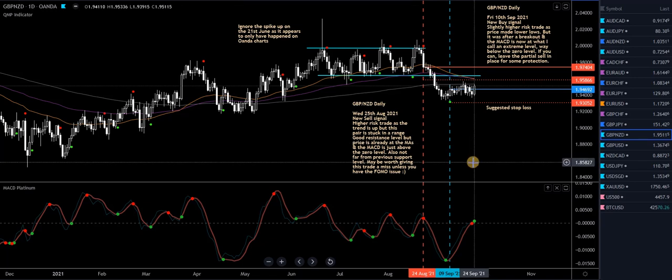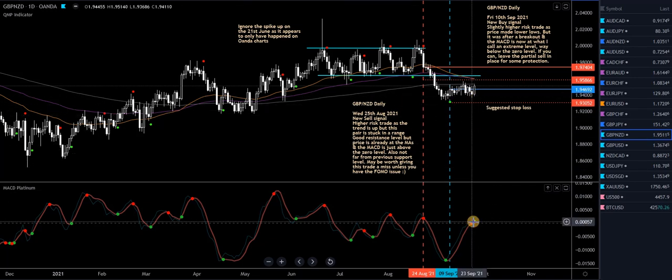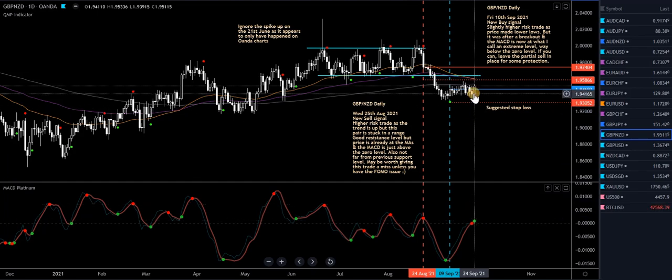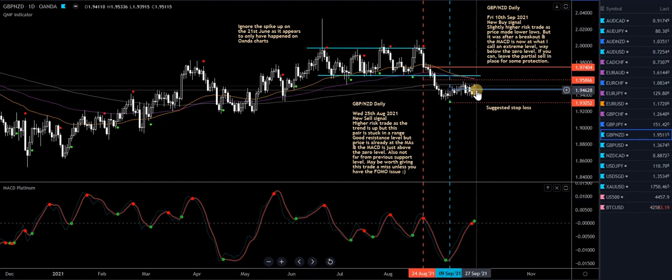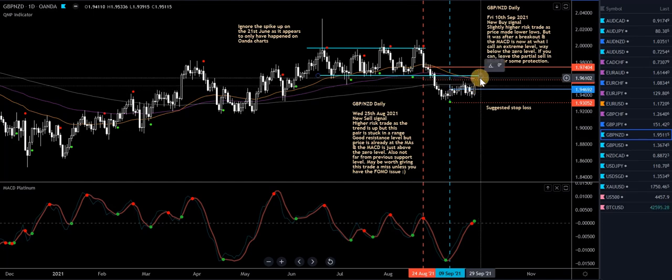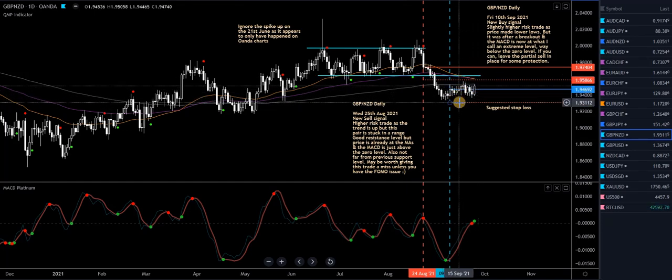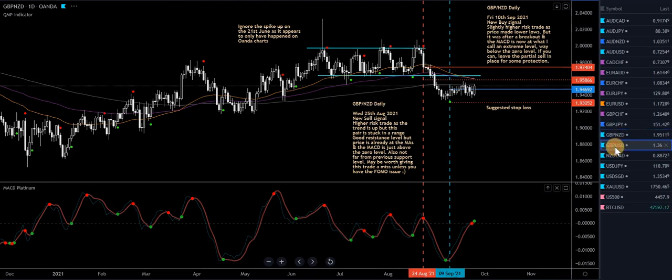If, for example, I'll give it one more candle. The MACD Platinum, as I said, is through the zero level. If we have a nice bullish candle here, I might consider closing half of this buy. The sell will probably be stopped out, and I'll bring the stop up a bit tighter. That's my trade management plan for the Pound New Zealand.